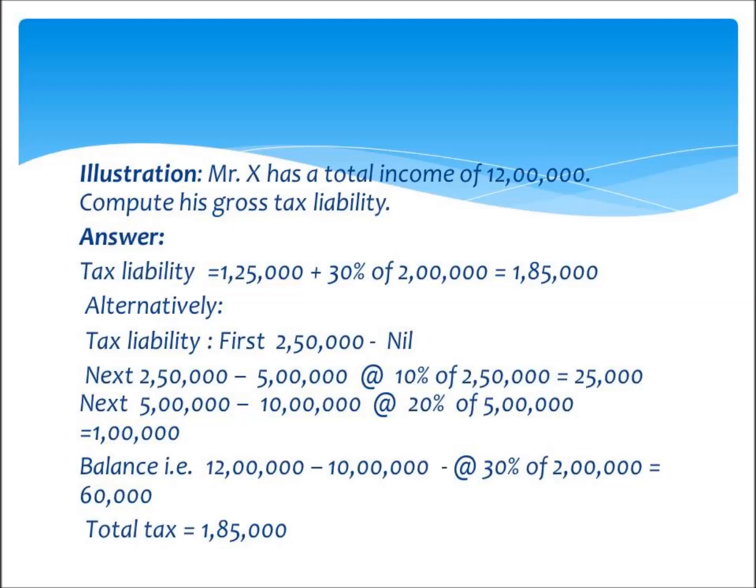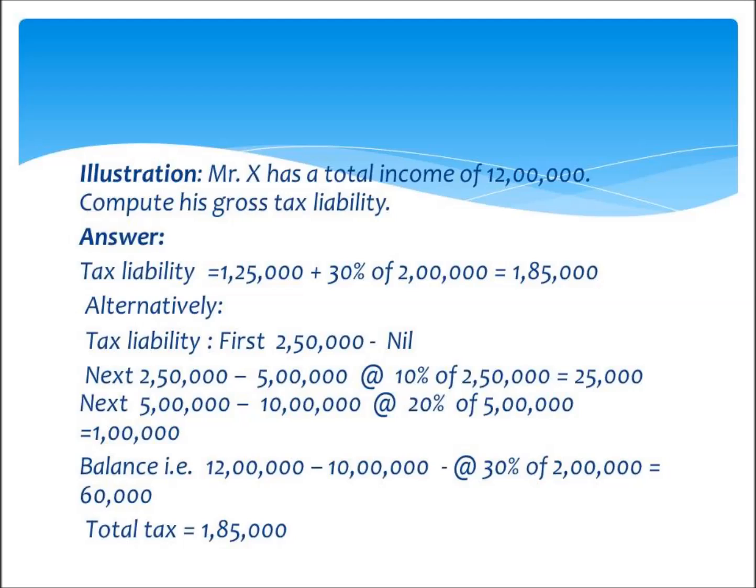Now, for the next 5 lakh to 10 lakh, he is liable to pay income tax at the rate of 20%. So 20% of 5 lakhs is 1 lakh. And the balance, that is 12 lakhs minus 10 lakh, 2 lakhs. On 2 lakhs, he is liable to pay income tax at the rate of 30%, which is coming up to 60,000. So we'll add up all these amounts, that is 25,000 plus 1 lakh plus 60,000. So it will come up to 1,85,000.